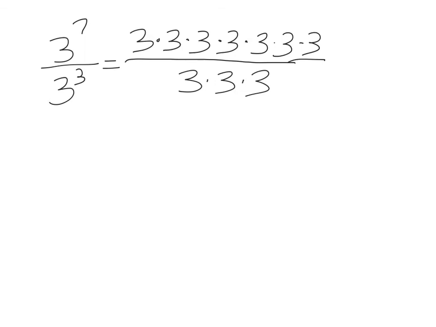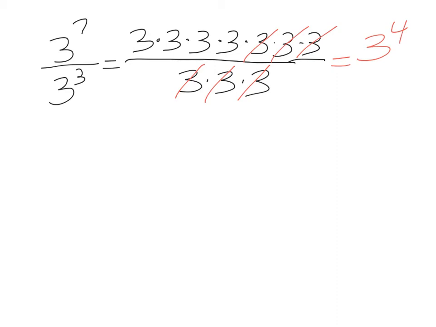Now, this is a fraction. And in a fraction, when I have the same number on top as I do on the bottom, what can I do with those? Yeah, I can cancel them out. So I can cancel a 3 out, another 3 out, and the final 3 out. And what that leaves me with is 3 to the 4th power.